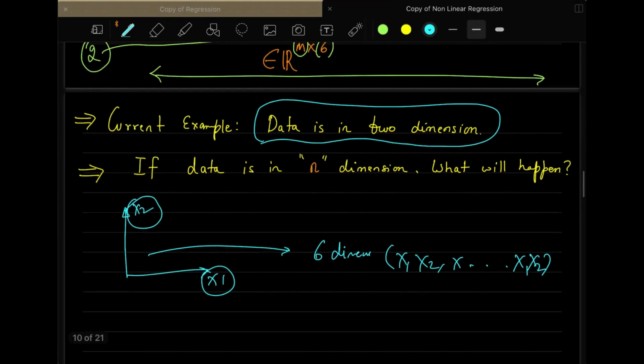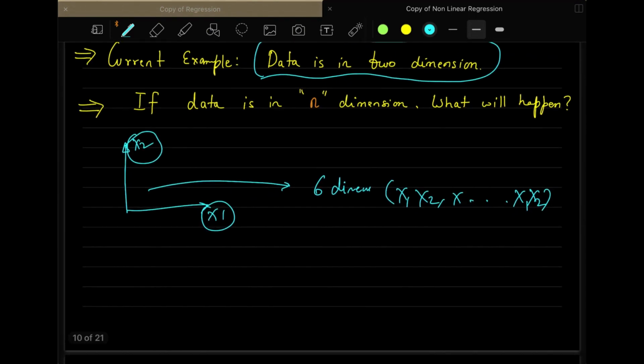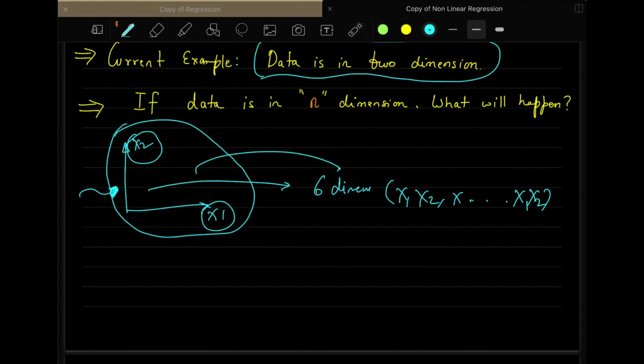Now, the important question that arises is, if your original data, which is right now in 2 dimensions, and we expanded it to 6, if your original data itself is in n dimensions like this, then what will happen? Can you tell me what will happen? Earlier it was in 2 dimensions, a very small dimension, but now if your original data itself is in n dimensions, what will happen? Any answers to this?